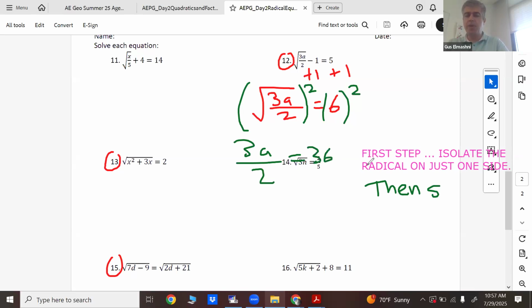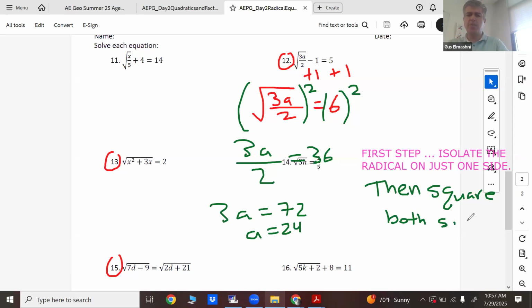At this point, you guys should be pretty comfortable with solving it. What would I do to solve after this? Yeah, multiply by 2. So 3a equals 72. a equals 24. And always a good idea to check back in the original equation, especially for radical equations, because if I plug 24 back in, I get 72/2, which is 36. √36 is 6. 6 minus 1 is 5. Yeah.